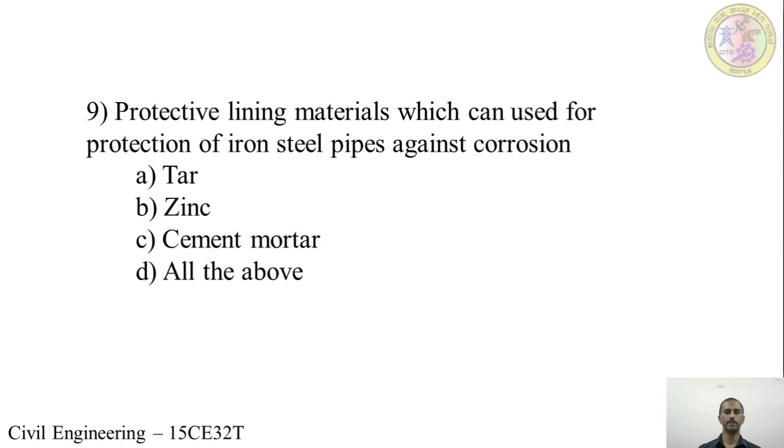Question number 9. Protective lining materials which can be used for protection of iron and steel pipes against corrosion are A. Tar, B. Zinc, C. Cement mortar, D. All the above. And the answer is all the above. Tar, zinc, cement mortar, bitumen can be used as protective lining material for protection of iron and steel pipes.